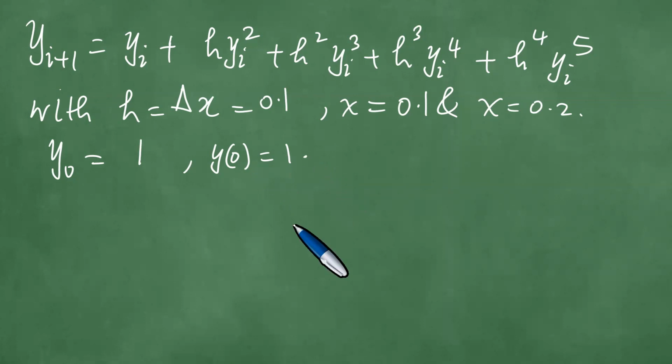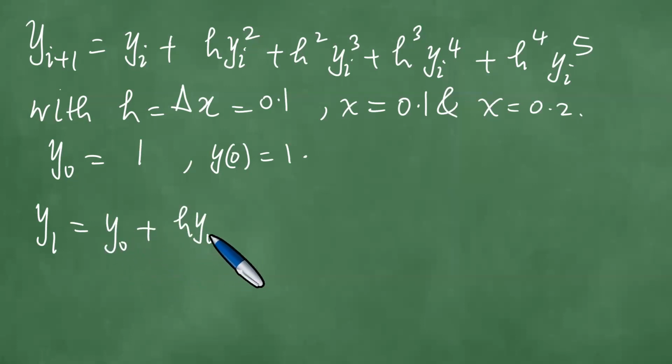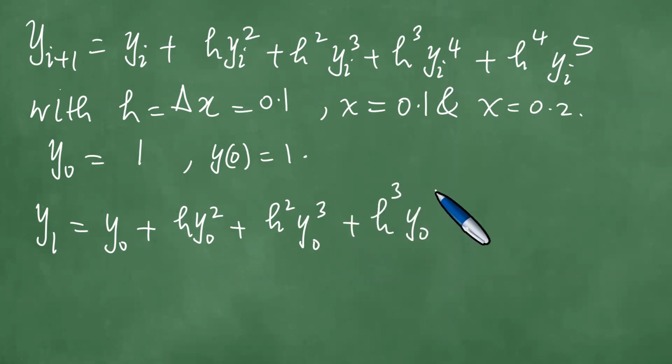Right, so now let us see what is happening here. Now we need to get first y1 because y0 is already there. So we need to get y1. Let's use the difference equation. To get y1 is going to occur when i equals 0. And then that when i is 0 is going to produce y0 plus h y0 squared plus h squared y0 cubed plus h cubed y0 to the fourth power plus h to the fourth y0 to the fifth power. Okay, so we have this exactly. We can even use delta x there.